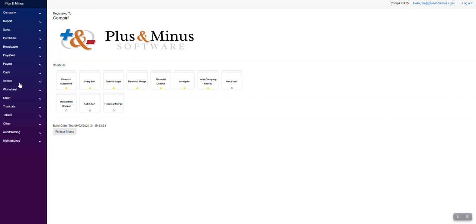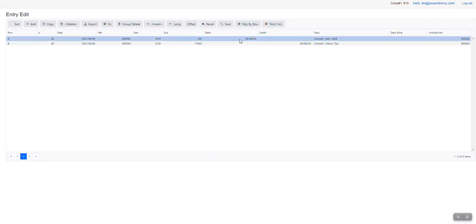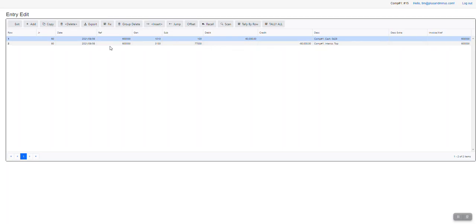That throws us into the Company 1 database. Let's go into their entry edit. You'll see that we've got a $60,000 debit to cash, and we've got a credit to accounts receivable. Actually, in this case, accounts payable intercompany 77,000, which is the parent.